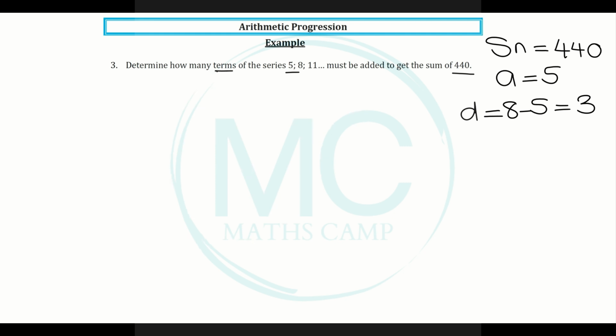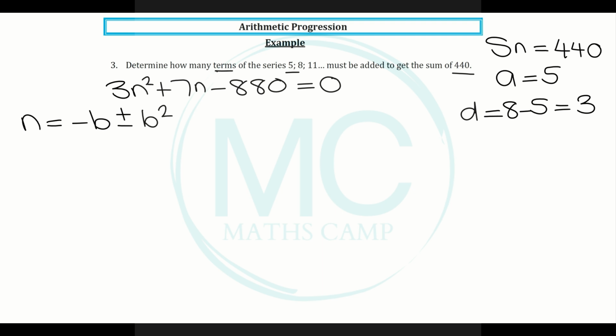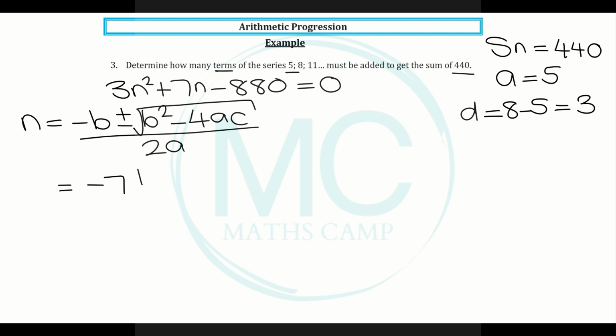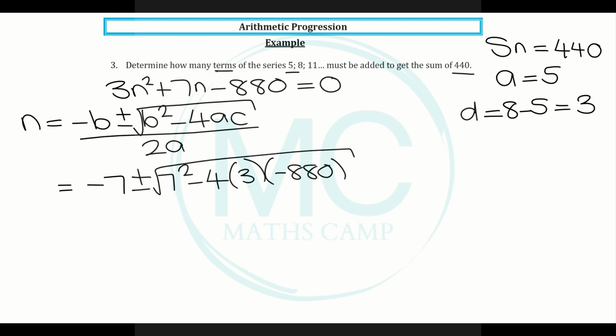So I'm going to make some space, and I'm going to rewrite our equation up here. 3n squared plus 7n minus 880 is equal to 0. When solving for a variable in an equation that is a quadratic, the easiest way is to use the quadratic formula. n is equal to negative b plus or minus the square root of b squared minus 4ac, all over 2a. In this case, b is 7, so we get negative 7 plus or minus the square root of 7 squared minus 4 multiplied by a, which is 3, multiplied by c, negative 880, all over 2 multiplied by 3, which is 6.